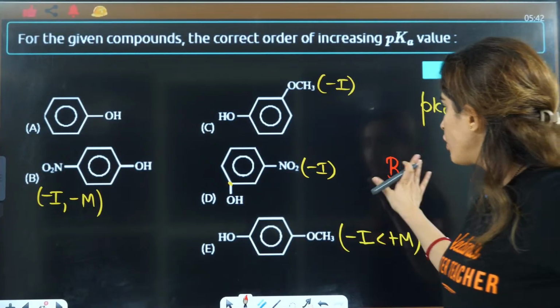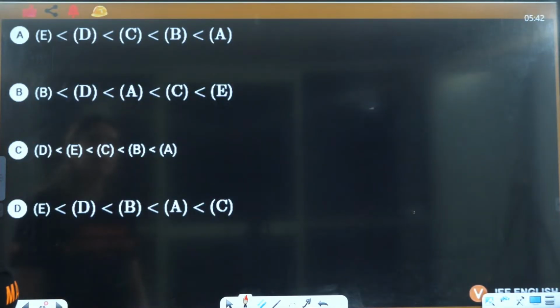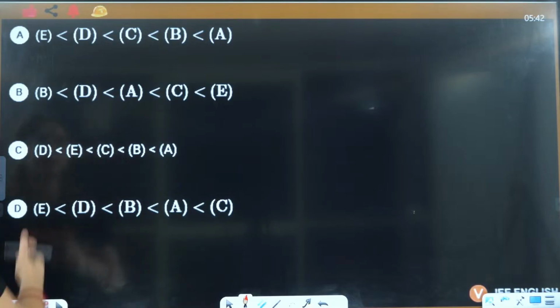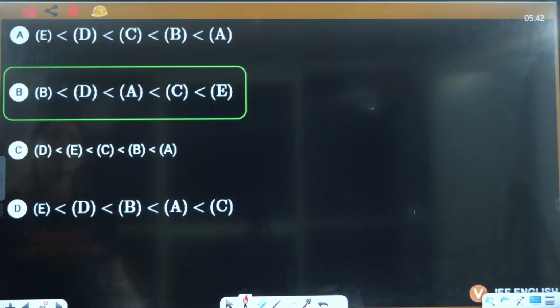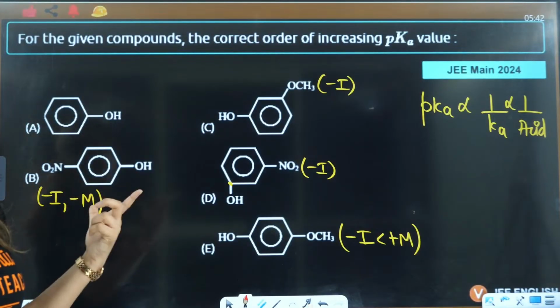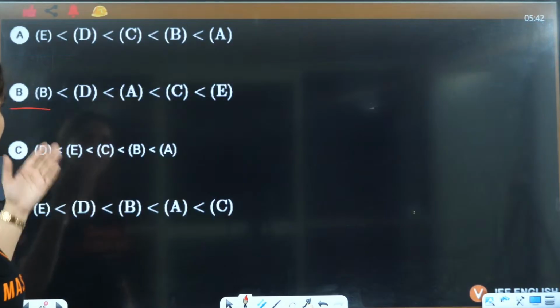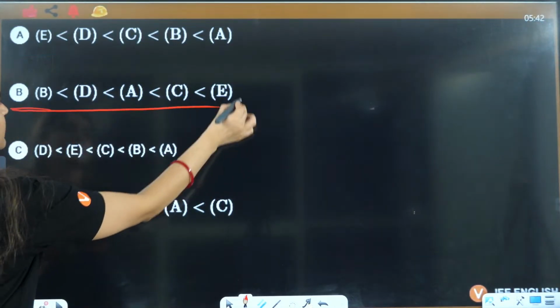Okay, so let's see the options here. B will be most acidic, that means the pKa value of B will be minimum here. So the answer will be B, right? From that you can directly tell. Just by knowing that B is most acidic, its pKa value will be least, you can tell that B is the correct answer.